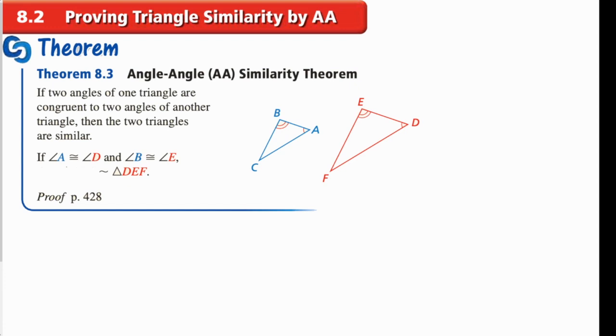This is section 8.2, proving triangle similarity by AA. And we will start by reading the theorem. It states that if two angles of one triangle are congruent to two angles of another triangle, then we can say that the two triangles are similar.